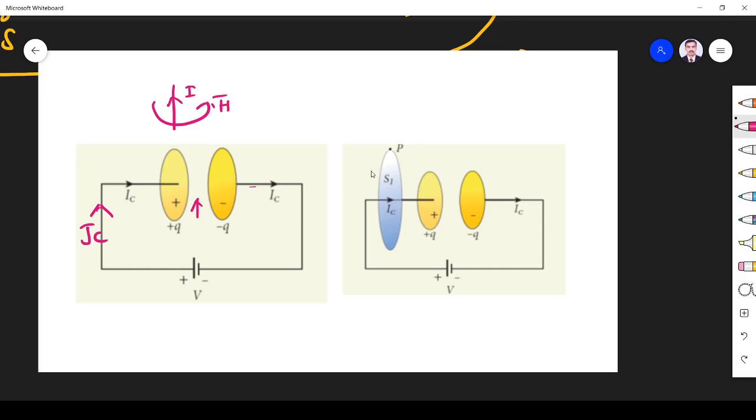So I want to apply Ampere circuit law. To apply it, I have to choose an Amperian loop that passes through the observation point. This point P is my observation point. So I choose this loop S1. As per Ampere circuit law, it gives H dot dl is equal to I enclosed. That I is nothing but the conduction current. Yes or no?